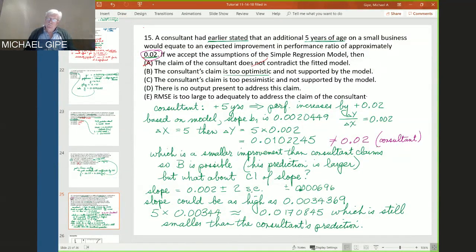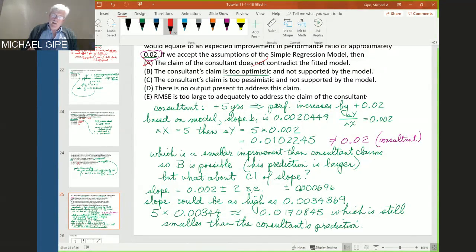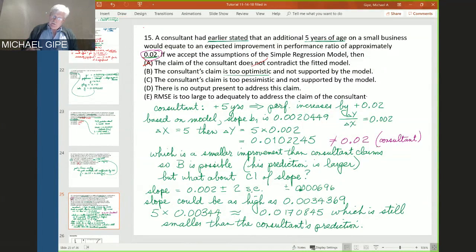How about B? The consultant's claim is too optimistic and is not supported by the model. The model says his slope is wrong, and it's wrong by being too large. It predicts too high a performance, so it's too optimistic. So that is, according to our calculations, the correct answer. And of course, the opposite answer, too pessimistic, would be a slope for his that would be smaller. That's not the correct answer.